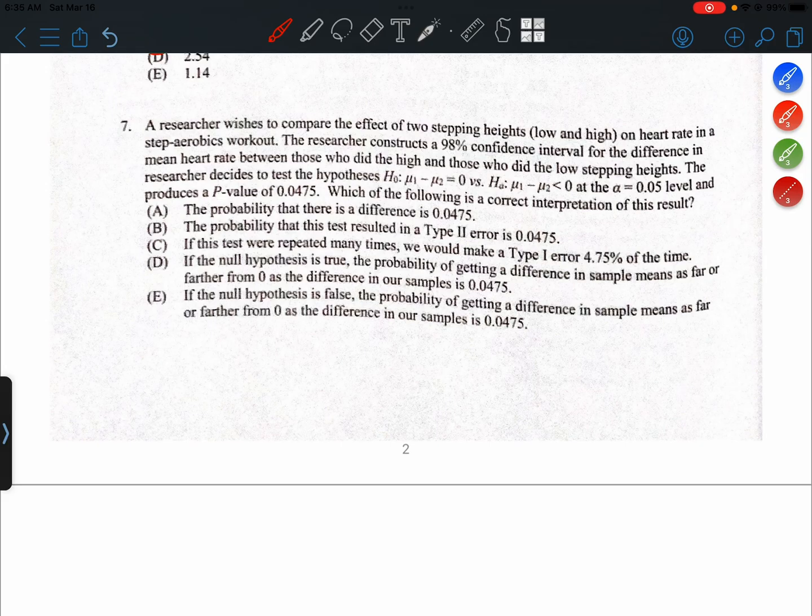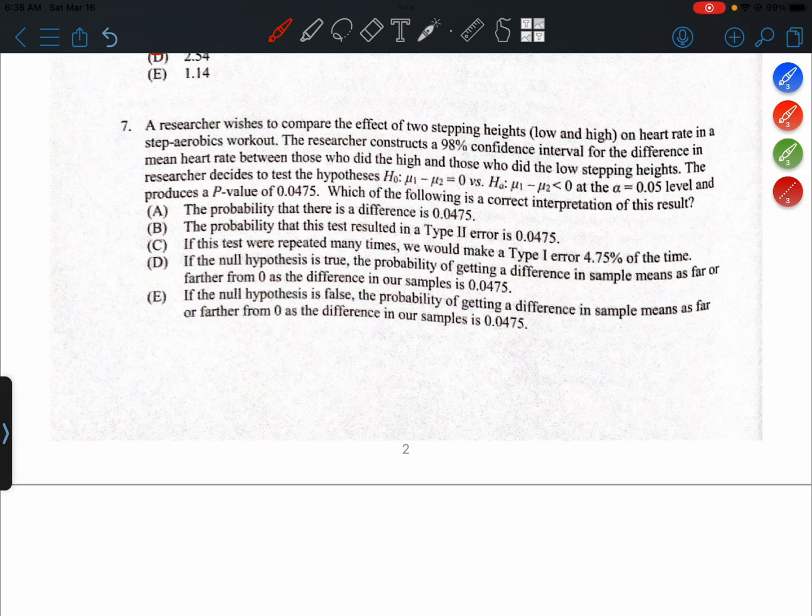The researcher decides to test the hypotheses mu1 minus mu2 equals 0 versus mu1 minus mu2 less than 0 at the 5% level and produces a p-value of 0.0475. Which of the following is a correct interpretation of this result?